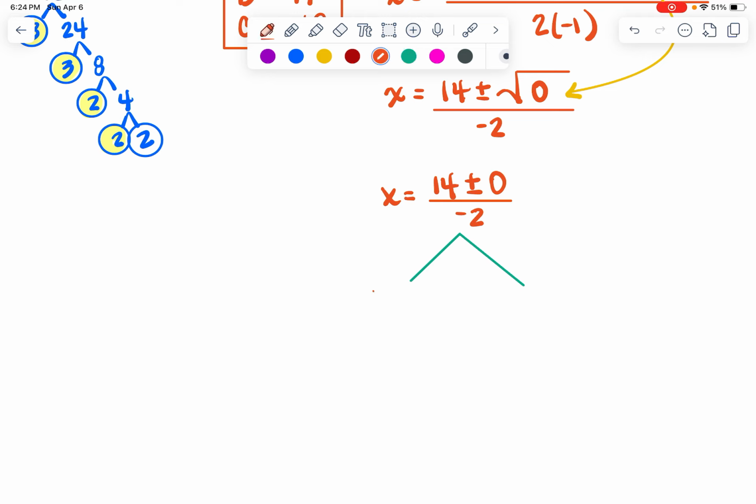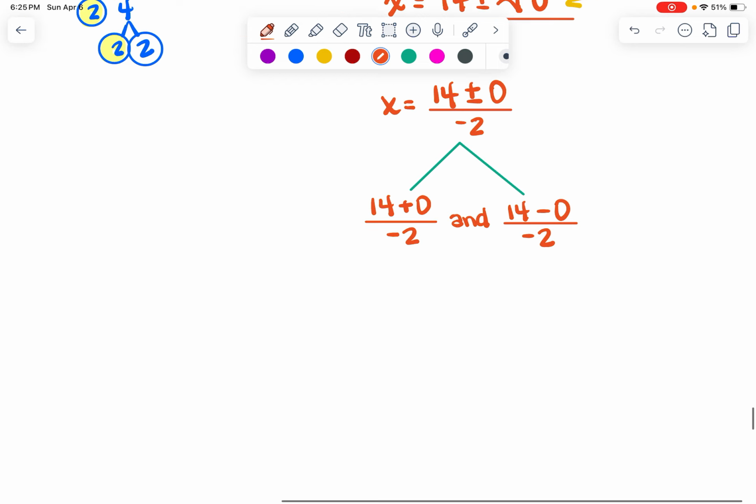All right, my first problem is 14 plus 0 divided by -2. And our other solution is 14 minus 0 divided by -2. And you'll see what's happening is, because you're just adding or subtracting 0, the 14 never gets altered, right? So no matter what, it's 14 divided by -2, which is -7. And I get the exact same answer over here, right? And so this is a double root.